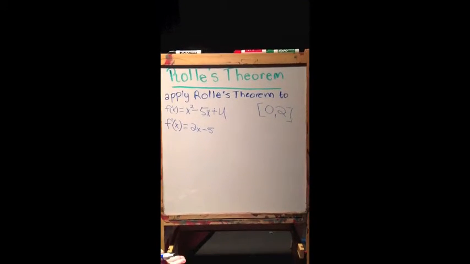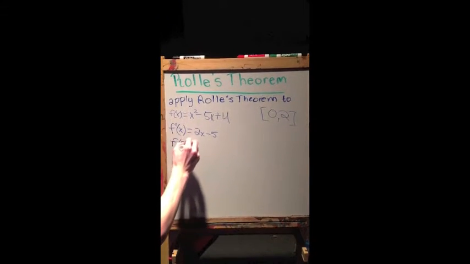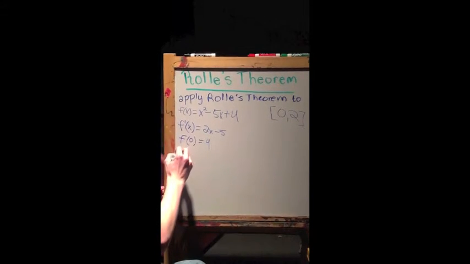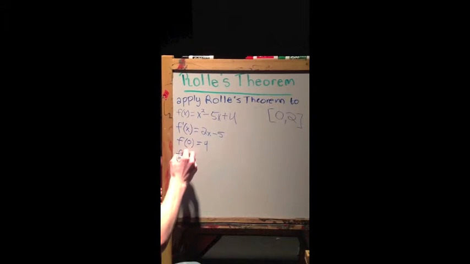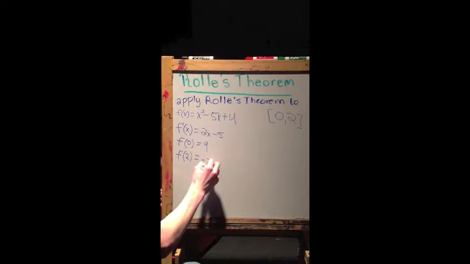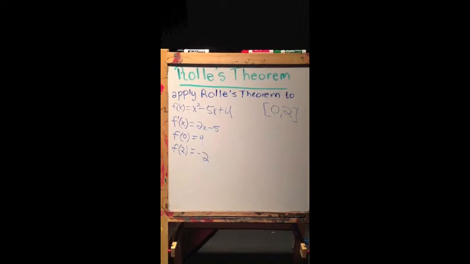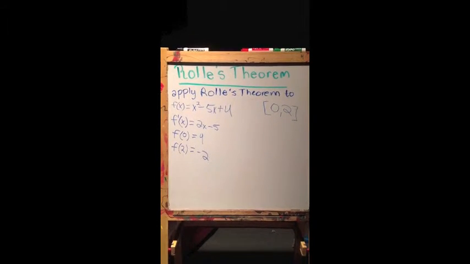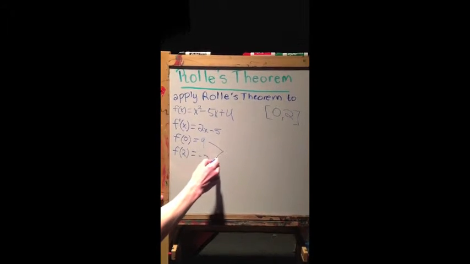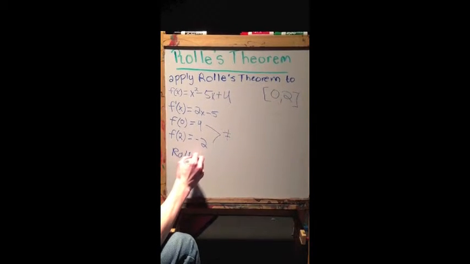Now plug in f of 0 and f of 2. F of 0 equals 4. And f of 2 equals -2. Now, because f of 0 and f of 2 are not equal, Rolle's theorem cannot be applied. So Rolle's theorem does not apply because f of a does not equal f of b.